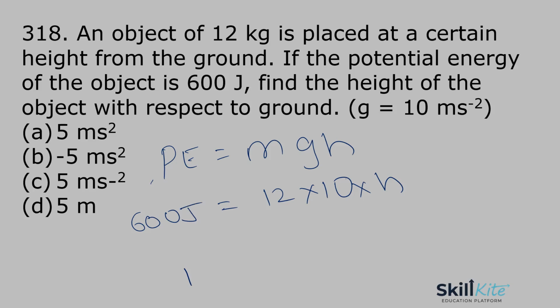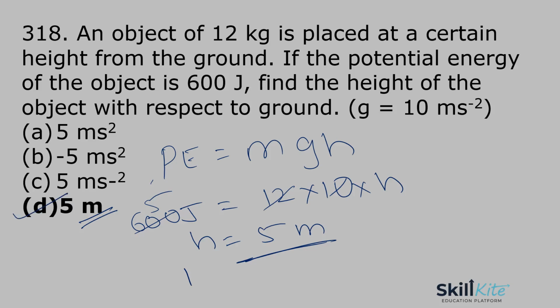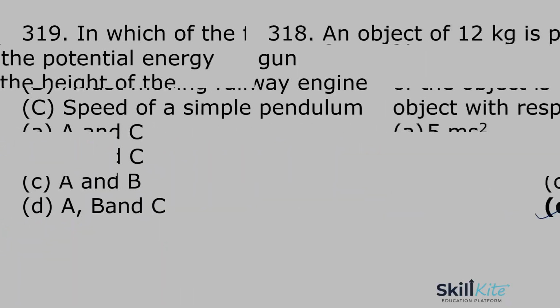ఓకే, h ఈక్వల్స్ టు 5 మీటర్స్. ఓకే, సో మనం ఇక్కడ యూనిట్స్ చూసి కూడా మనం డిసైడ్ చేయొచ్చు ఆప్షన్ బి ఇస్ ద రైట్ ఆన్సర్ అని. ఓకే, సో హైట్ అడిగాడు, హైట్ ఎంత ఉంటుంది యూనిట్స్ మీటర్స్ కదా. ఓకే, ఆప్షన్ బి ఇస్ ద రైట్.